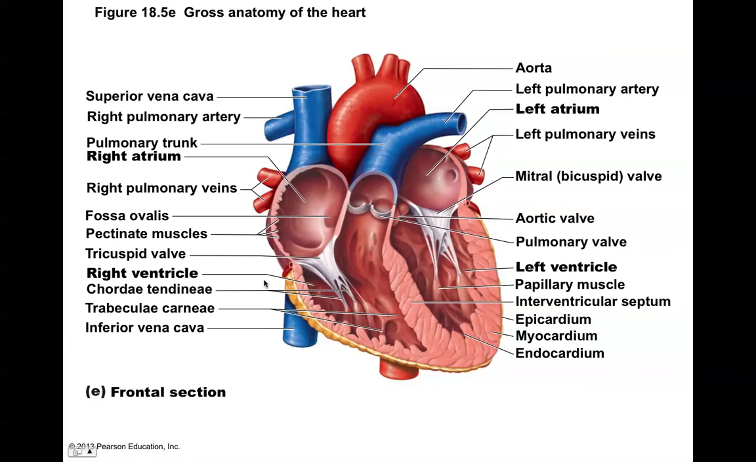So you can see here these are the cusps of the valve, and then these little stringy things right here are called chordae tendineae. On both the right side of the heart and the left side of the heart, we have these chordae tendineae anchoring the valve cusps into the interior of the ventricle wall, and these are called papillary muscles, and they actually contract, keeping these valves tightly closed so that when the ventricles contract, they don't collapse backwards.